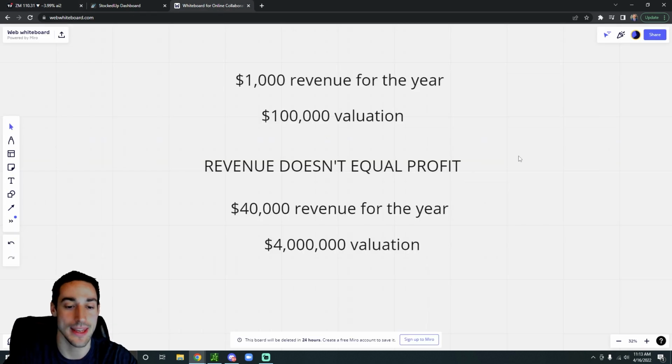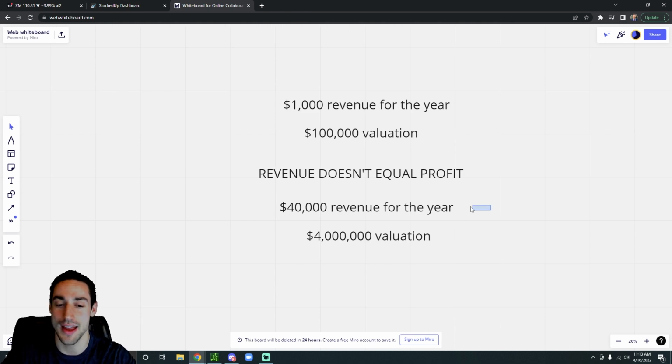Another example I want to give is, let's say you have a small business that brings in $40,000 in revenue. Remember, revenue does not equal profits. If you bring in 40 grand, you still might have to pay out 10, 20, maybe $30,000 on top of that for your expenses. It depends on the industry, but still, the point is that this ratio can give you a really good insight on whether or not a company is overvalued or not.